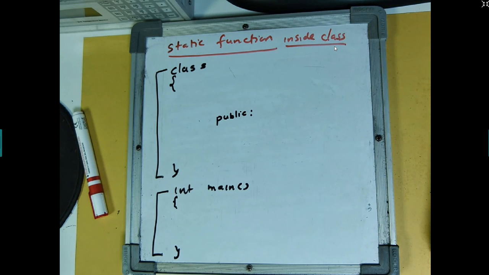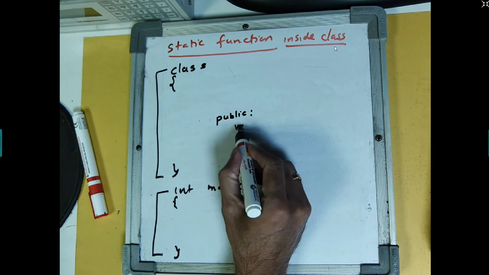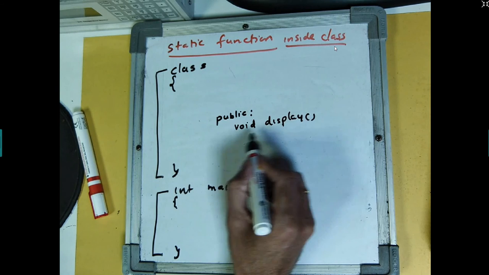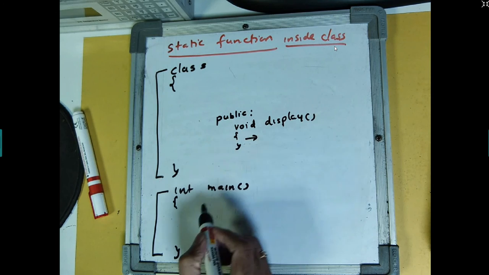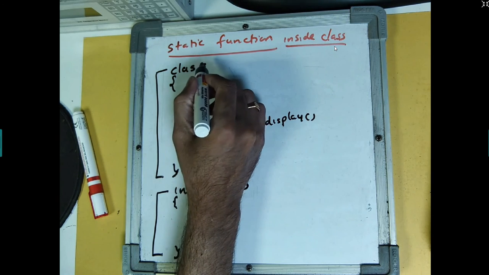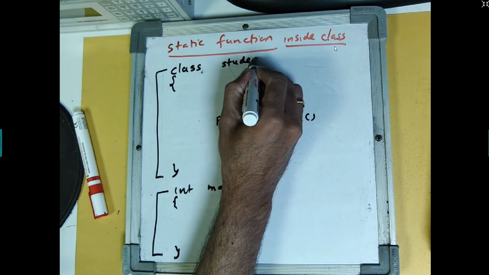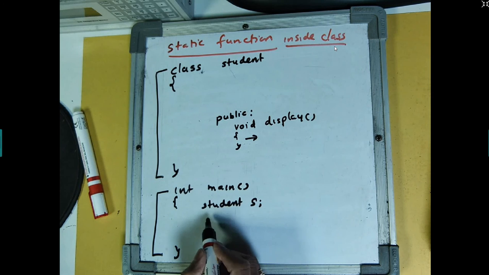Now let us purposefully design a new type of function which is called a static function. Normally we define a function like void display or something like that. Let's say it is a student class, then if I say student S, then I could call S dot display here.